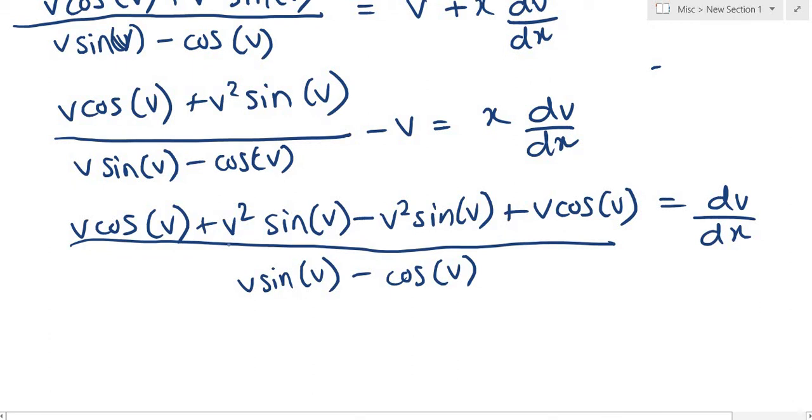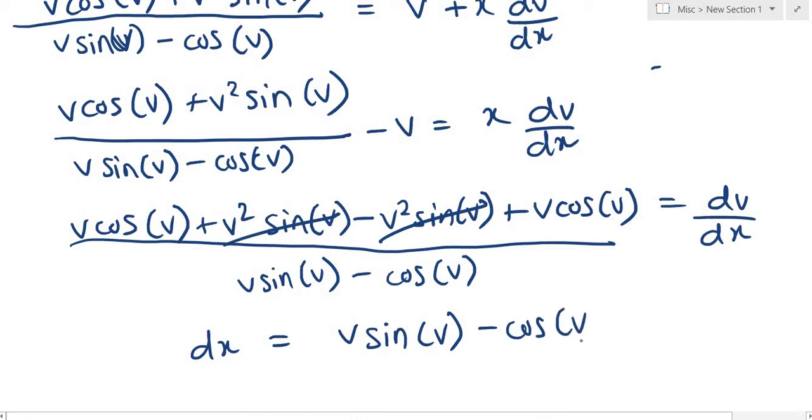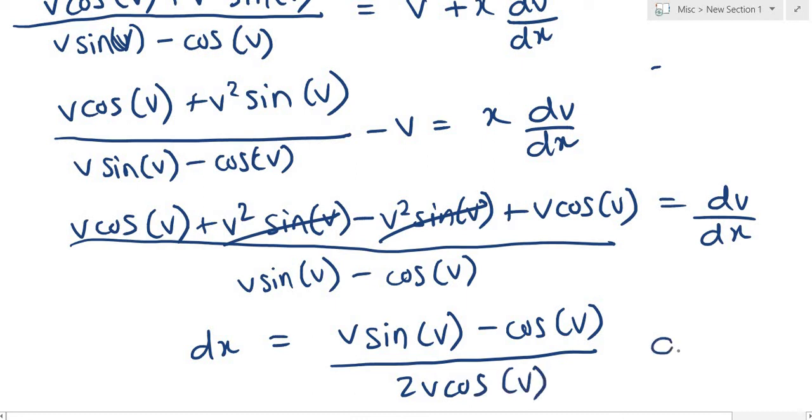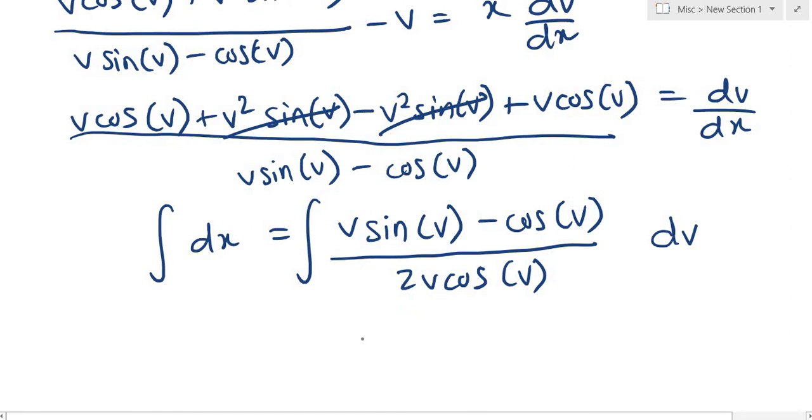So the great thing is this crazy V squared term just goes away. I'll shift all these V terms close to the dV because we're getting ready to integrate now. So the dx will come on this side, is equal to V sine V minus cosine V, all over, well, V cos V plus V cos V is 2V times the cosine of V dV, and then the dx, as I said, went this side. So then let's integrate both sides now. We separated the variables successfully.